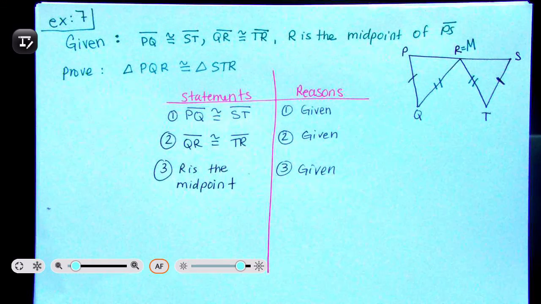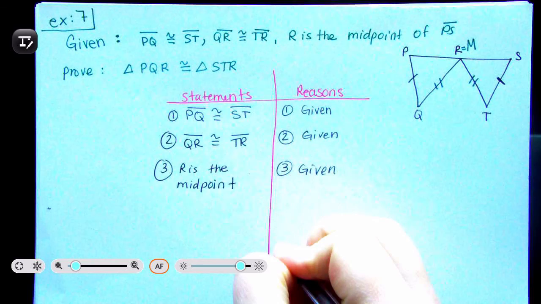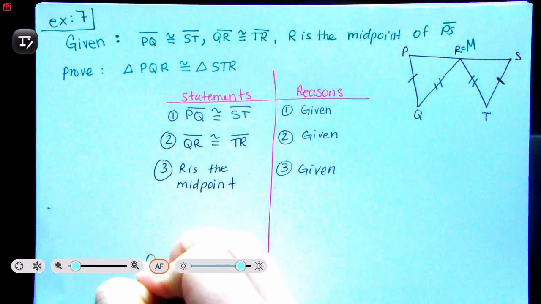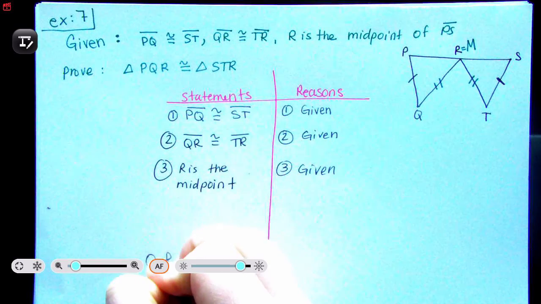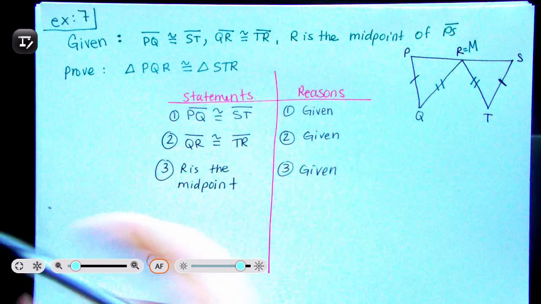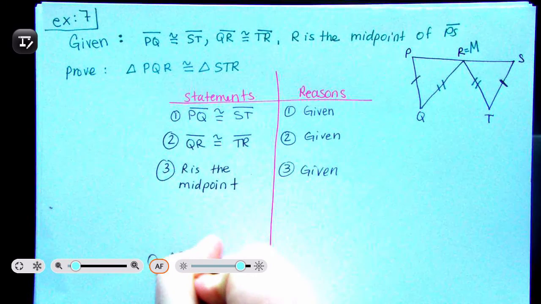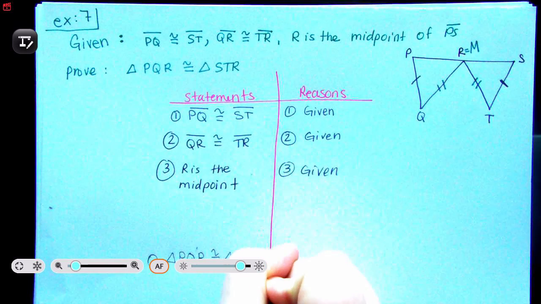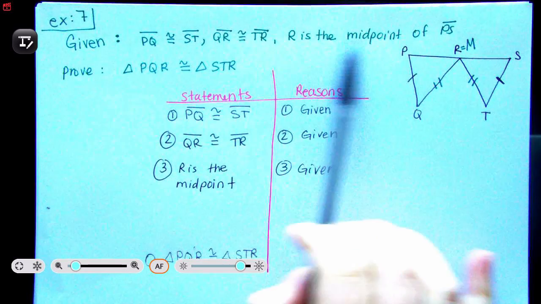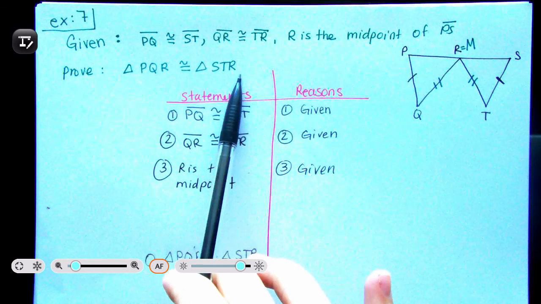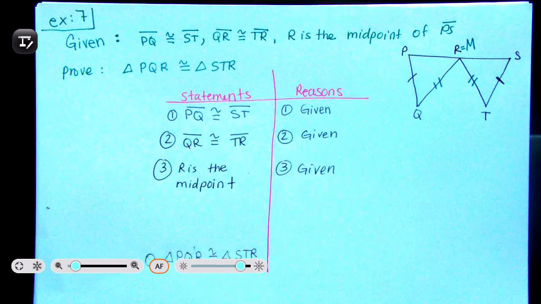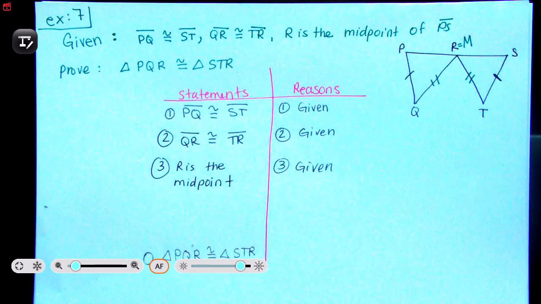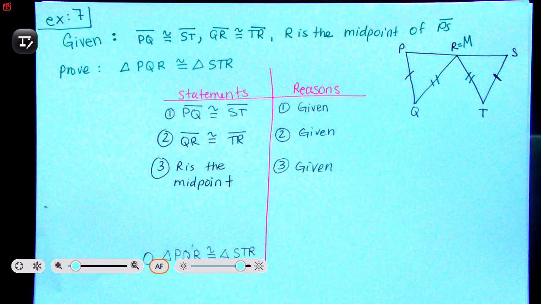So my last statement here, whatever number it's going to be, will be triangle PQR is congruent to triangle STR. So you're always going to start with given, end with this statement, because you are going to finish with proving triangle congruence. Now, we don't know the reason yet, and we don't know how many steps are in the middle.